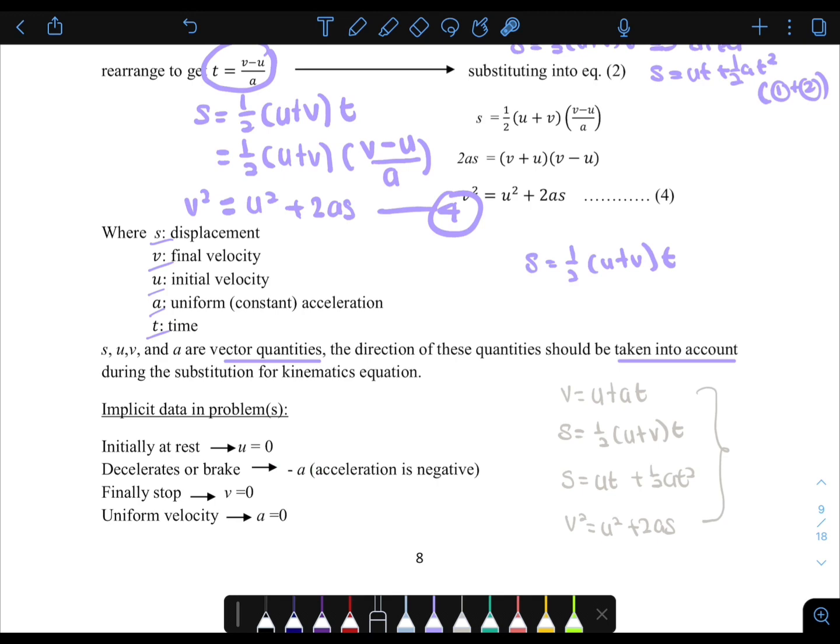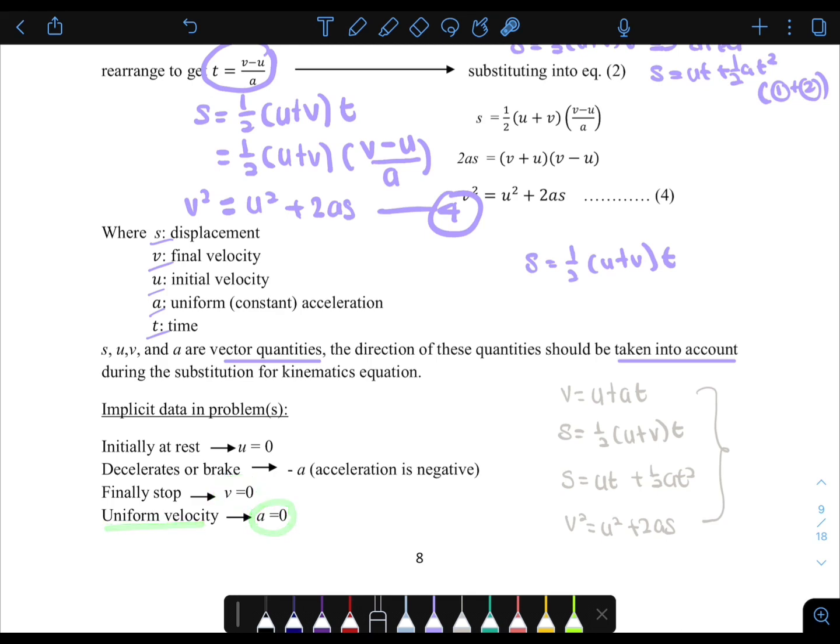Or when the question mentions the car brakes and so on, which means our acceleration is going to be a negative acceleration. And then let's say in the question they said that the object started initially at rest and then after a certain minutes it brakes and finally comes to a stop. So when it says finally stop, it gives the information that v is equal to 0.